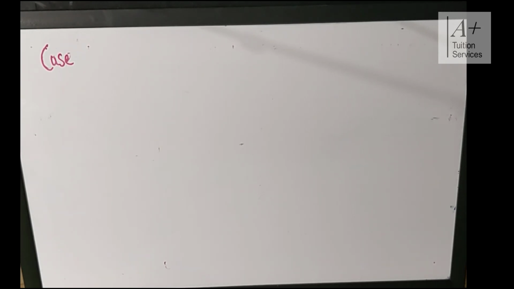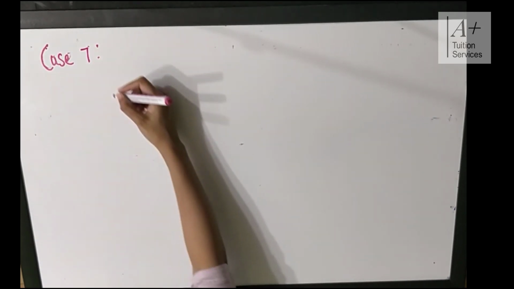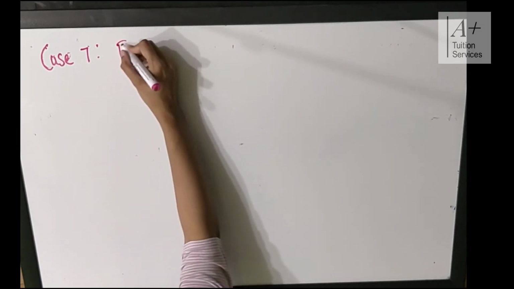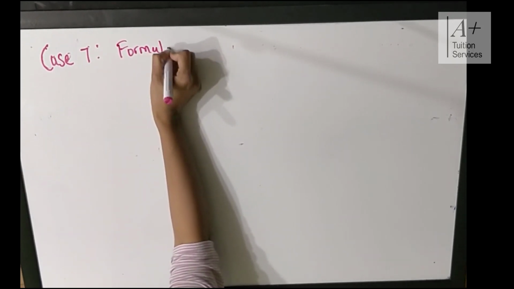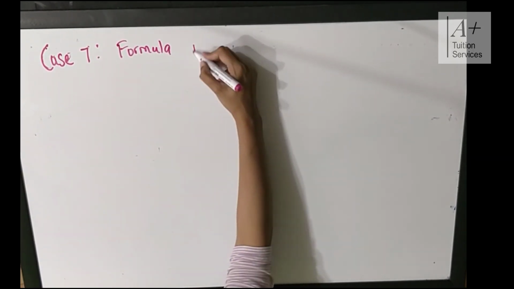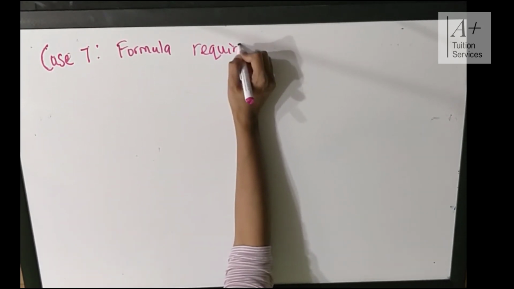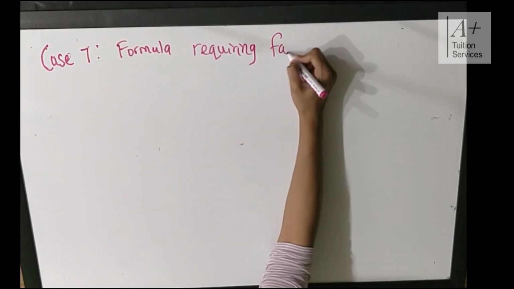And we're gonna look at case 7, which is a formula that requires factorization. And this is where it gets hard, because I know some of you don't remember how to factorize. So case 7, formula requiring factorization.